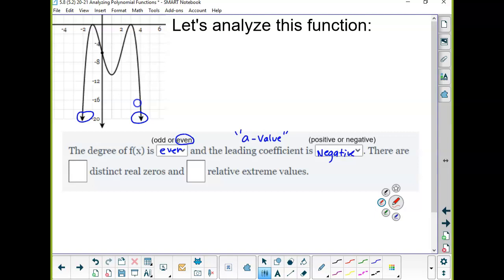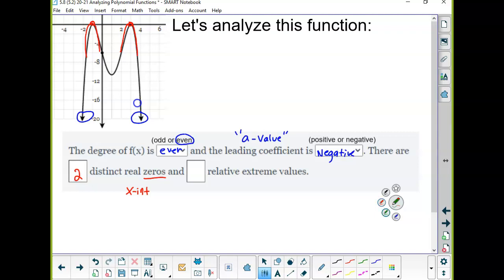So there are blank, distinct, real zeros. Remember the word zero stands for x-intercepts. So how many intercepts are totally there? 2. Now there's something special about the way this graph goes and hits this spot and comes back down, and then hits and comes back down. We'll talk about that here in a second.